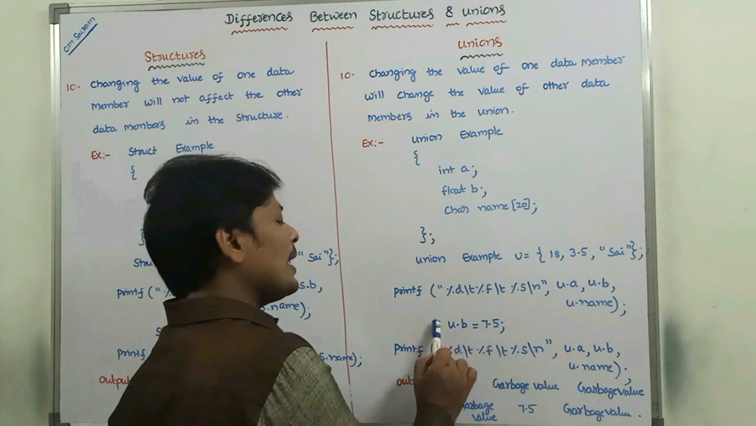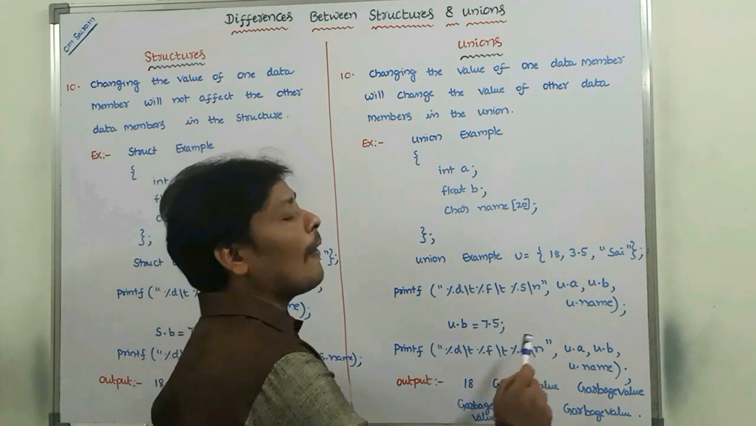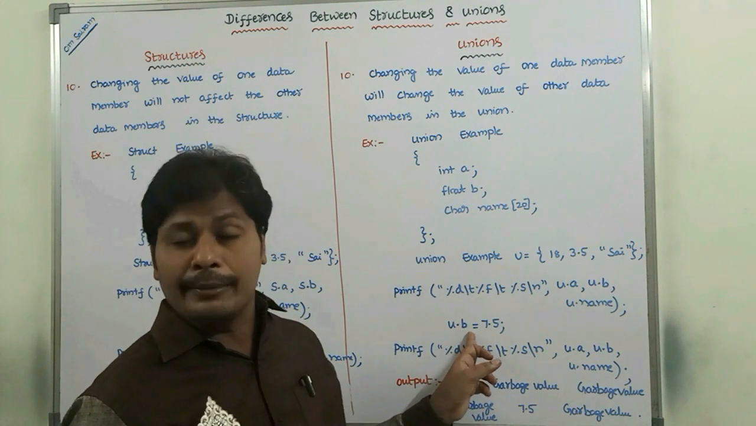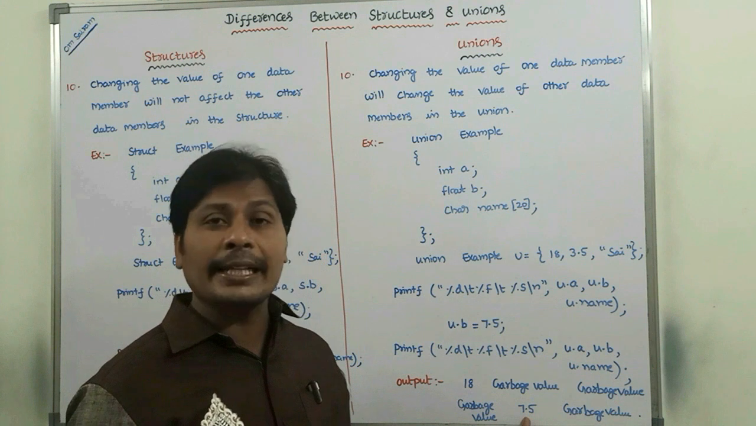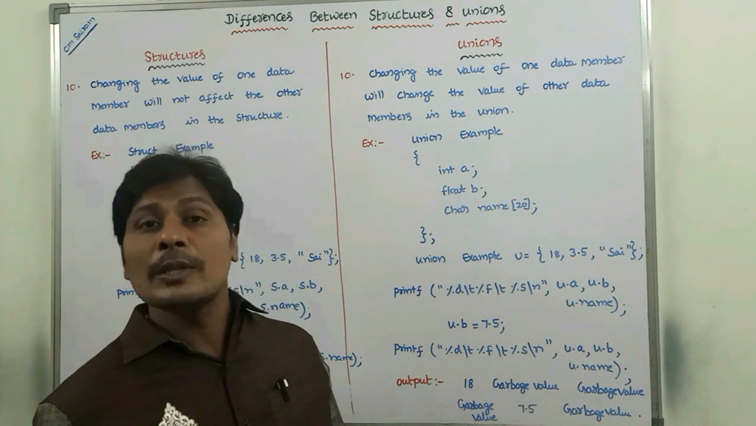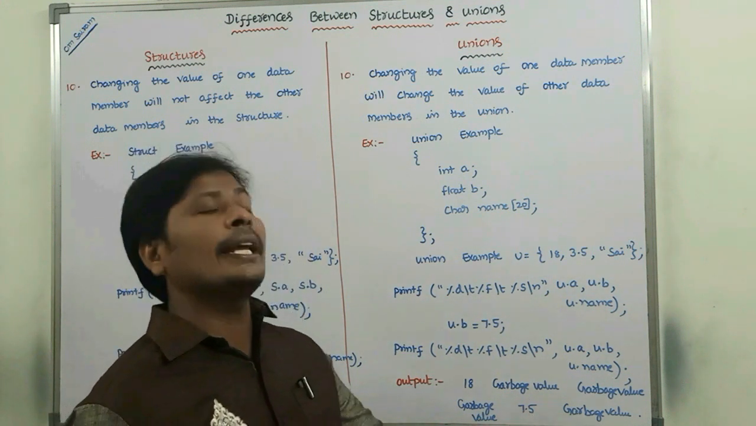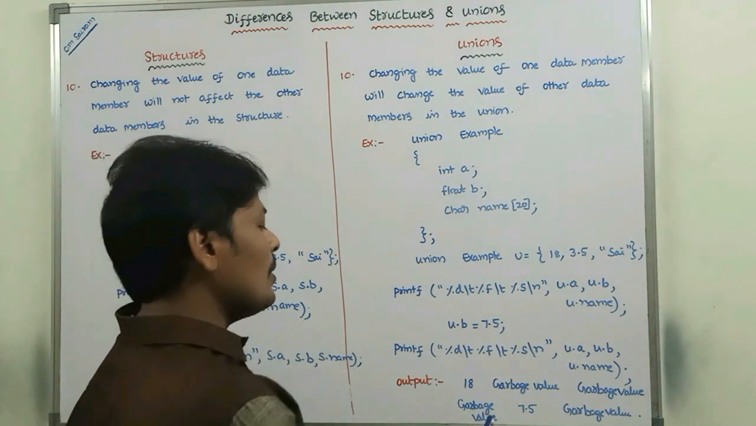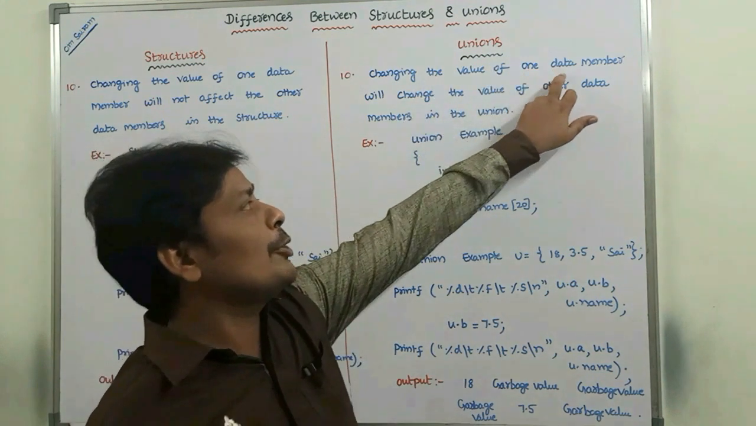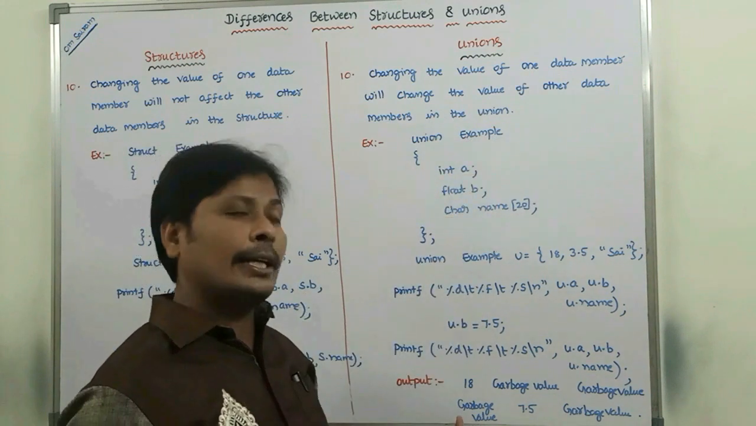After modifying the second data member value, again we are printing all the data members. Whatever data member we modified, that value is printed correctly. The remaining data members' values are also changing. This modification can affect the remaining data member values. So now this is a garbage value, this is a garbage value. Changing the value of one data member will change the value of the other data members.